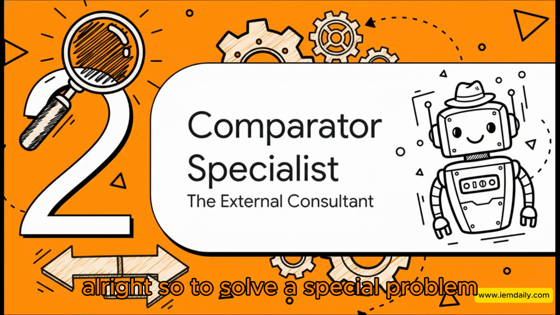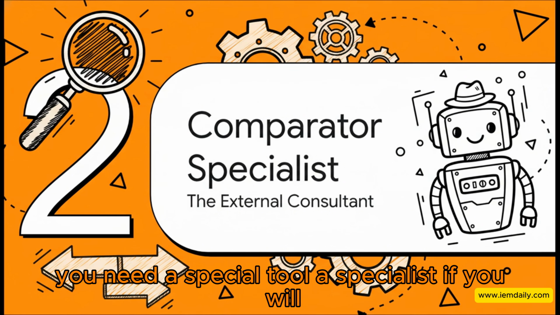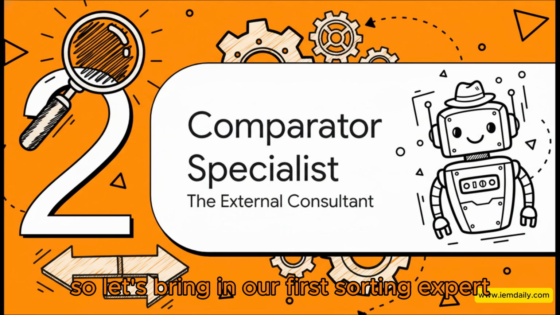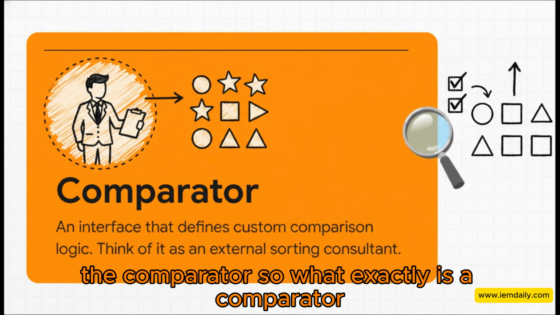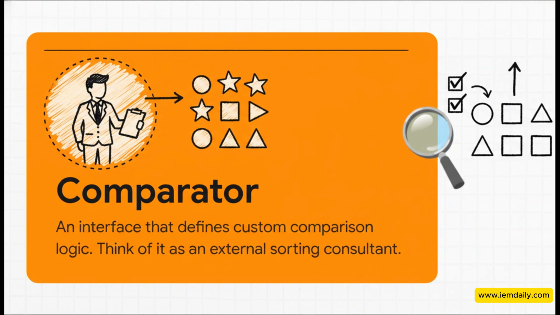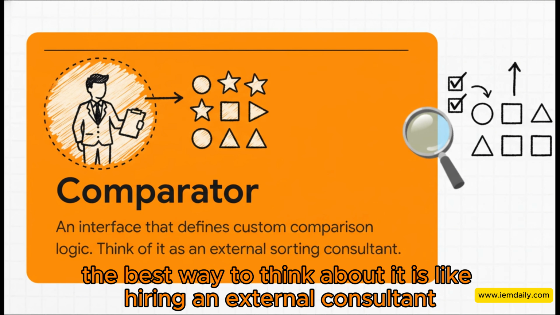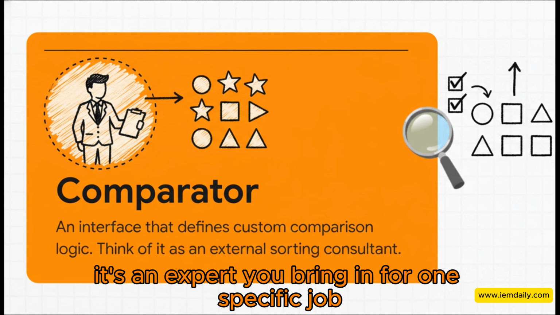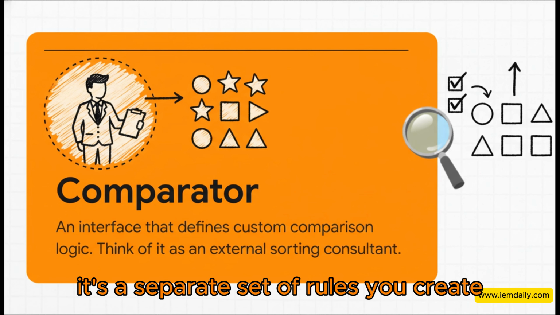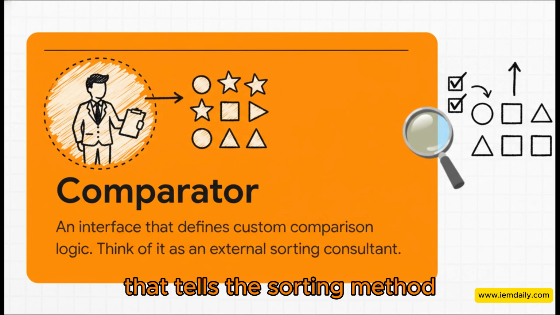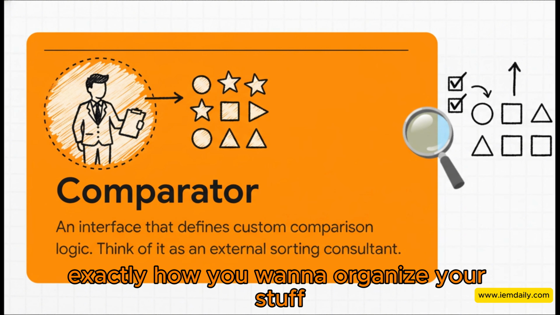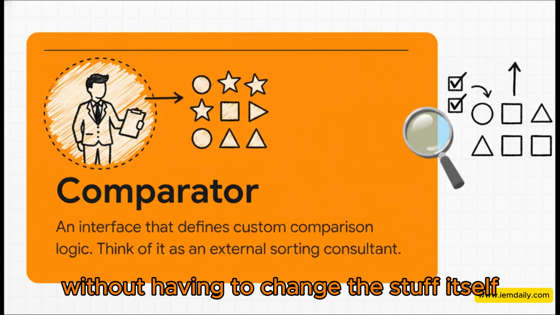All right, so to solve a special problem, you need a special tool. A specialist, if you will. So let's bring in our first sorting expert, the Comparator. So what exactly is a Comparator? The best way to think about it is like hiring an external consultant. It's an expert you bring in for one specific job. It's a separate set of rules you create that tells the sorting method exactly how you want to organize your stuff, without having to change the stuff itself.